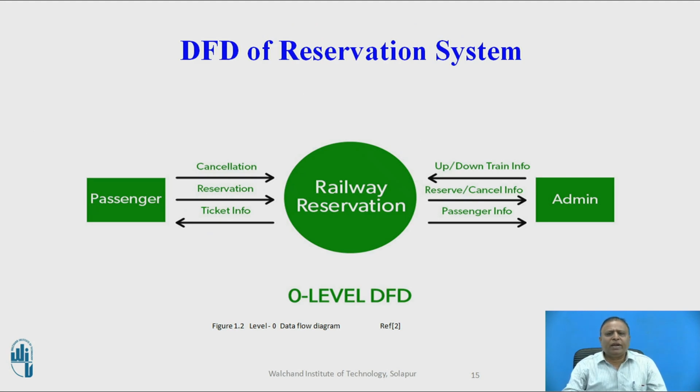So this is a zero level DFD. In this diagram, the two entities are passenger and admin, and the process shown is the railway reservation system. The process can be shown as a whole. From the passenger, the reservation data moves toward the railway reservation system. The ticket is provided to the passenger. Cancellation facility is provided by the railway reservation system. The admin will be uploading and downloading train information given to the user. Reservations can be made by him. Also, he gives the passenger information. So this is the zero level DFD, that is the initial DFD.